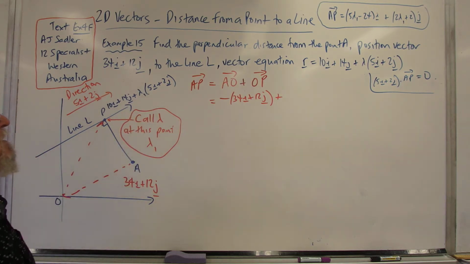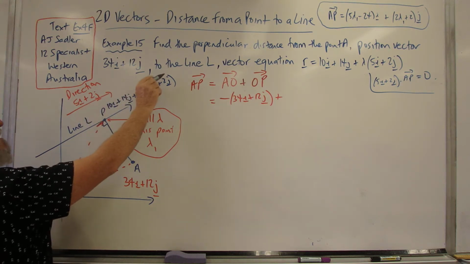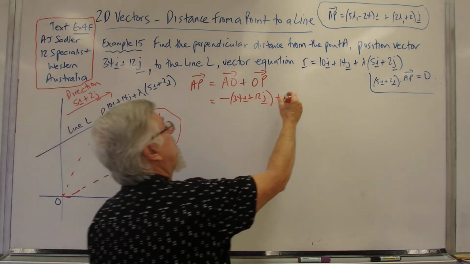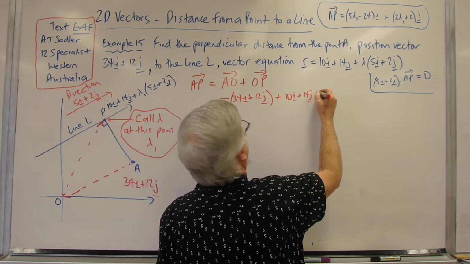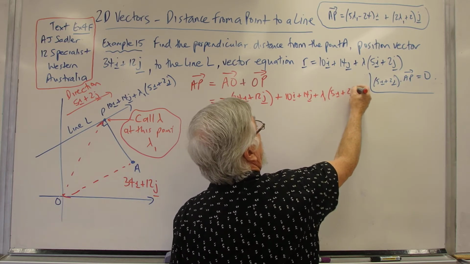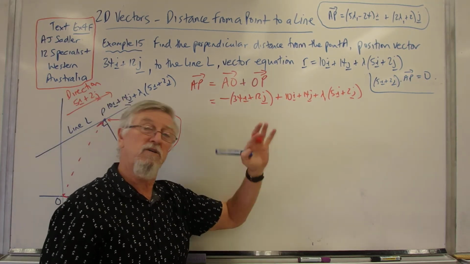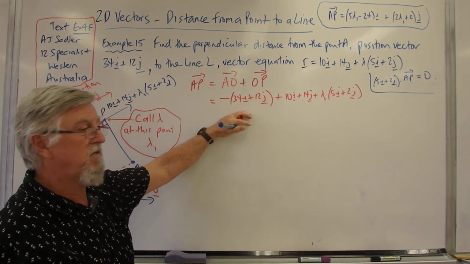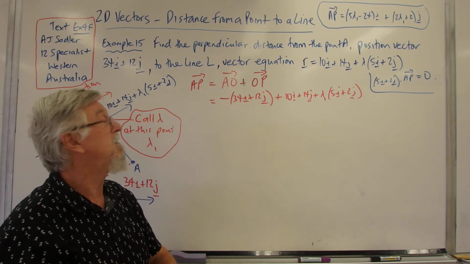So here we go. So now if I go OP, because I'm going from O, which is 0i plus 0j, is just that point there. So I go 10i plus 14j plus lambda 1 of 5i plus 2j. Remember to underscore everything in Western Australia for the Year 12 spec exam. You must have the underscores or you will lose a mark.